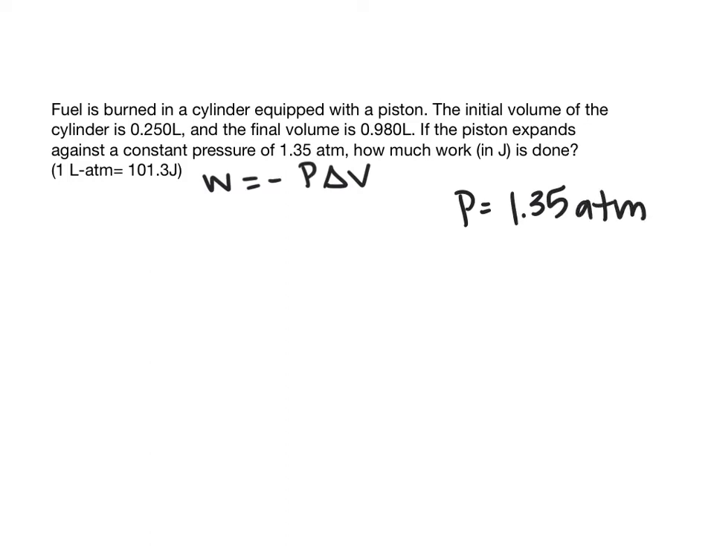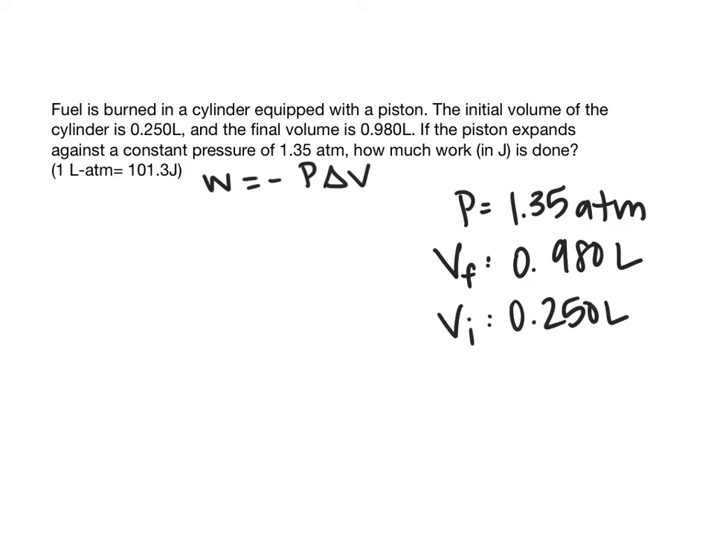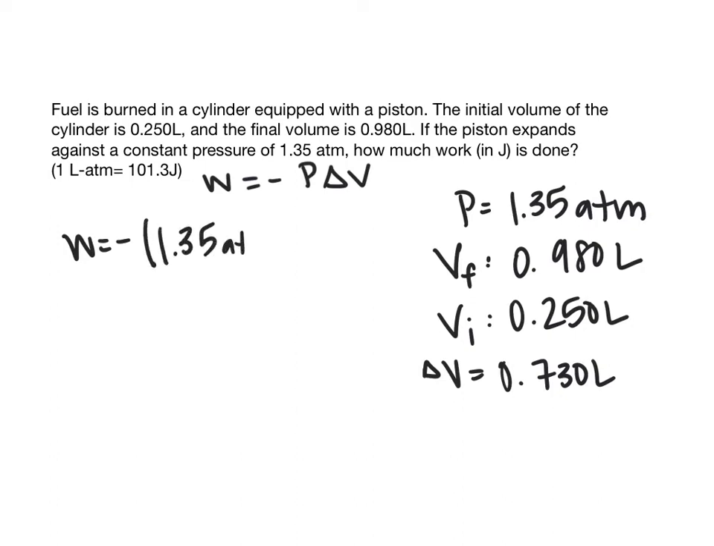And the final volume is 0.980 liters. The initial volume is 0.250 liters. So delta V is going to equal 0.730 liters. So we can plug this into our calculation as negative 1.35 atmospheres multiplied by 0.730 liters.